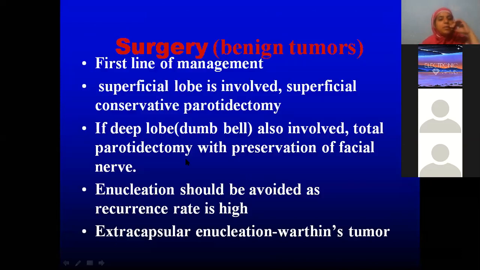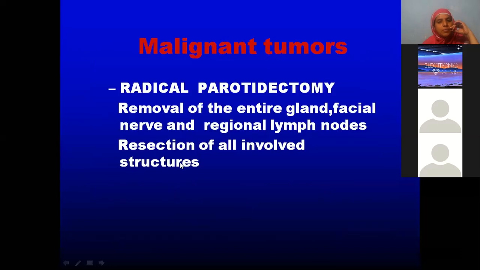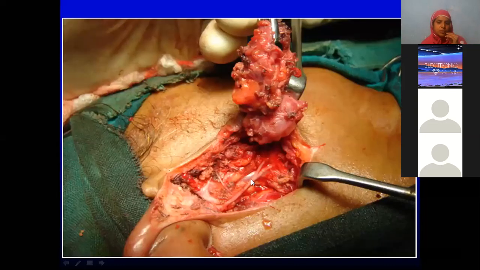So for surgery, we have to remove the gland and see that we are not damaging the facial nerve. Radical parotidectomy means removal of the entire parotid gland. Whatever we do, we should see that this nerve is preserved. What is this nerve we are seeing here? Facial nerve. This method of removal is called piecemeal. You have to remove in small pieces, seeing that you are not damaging the facial nerve.